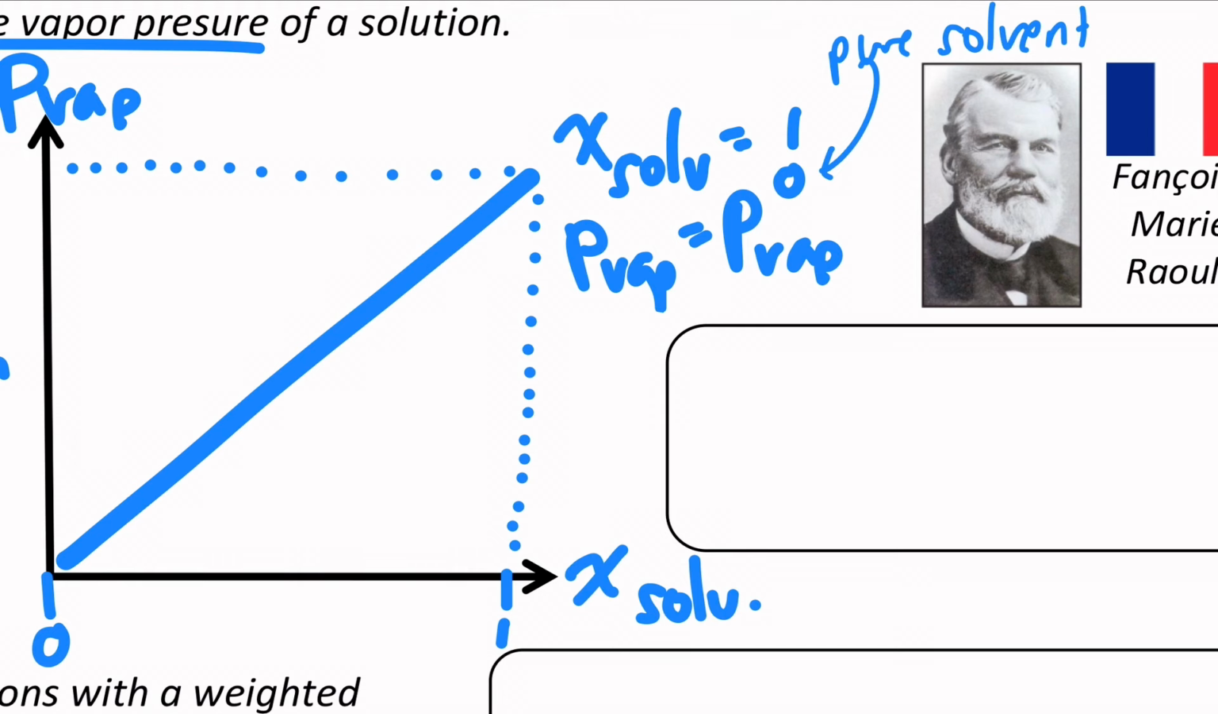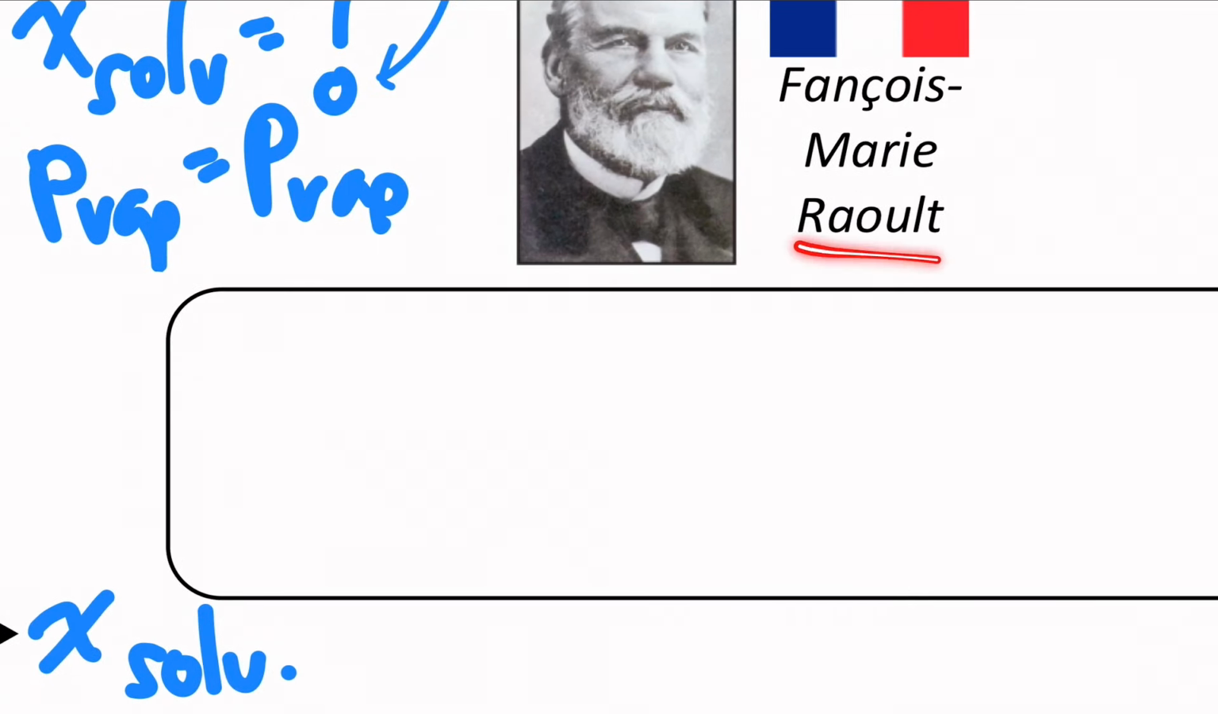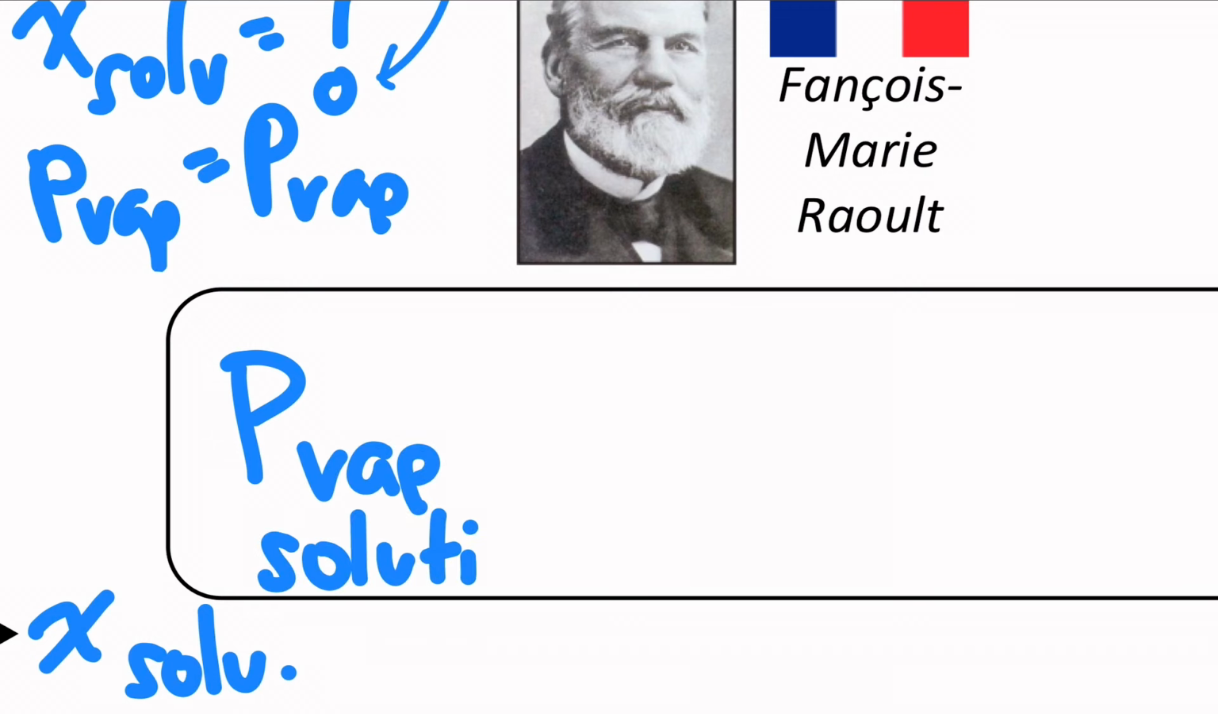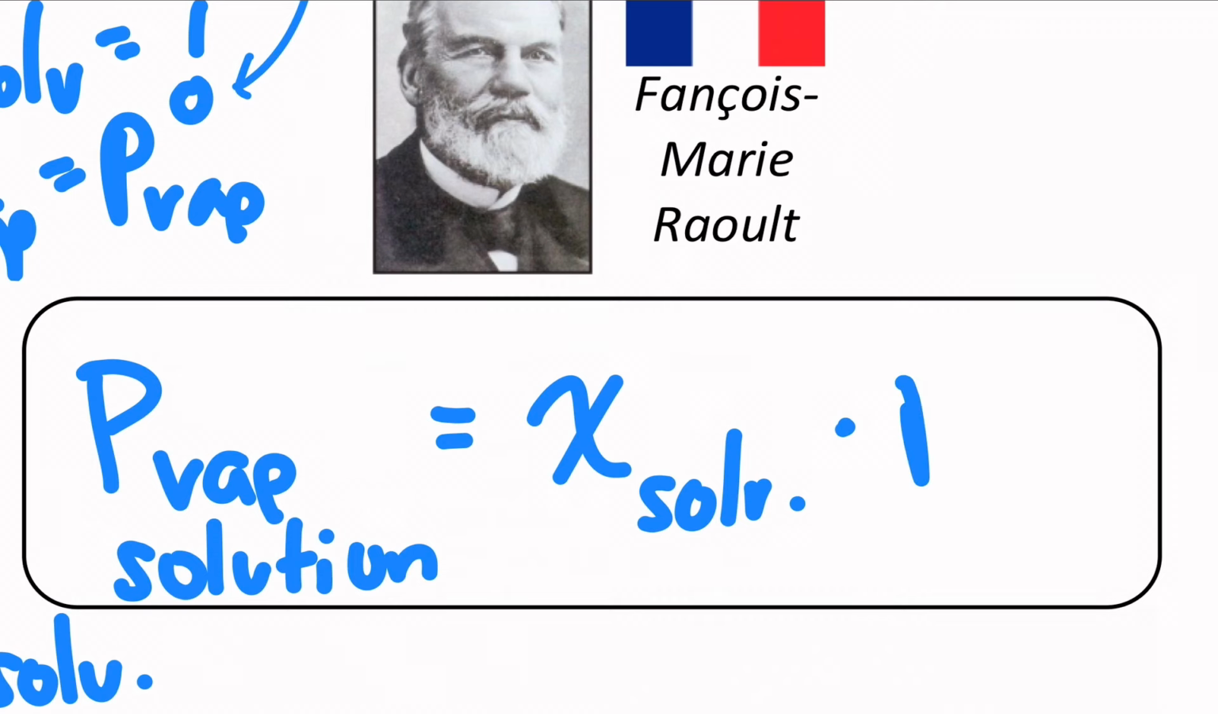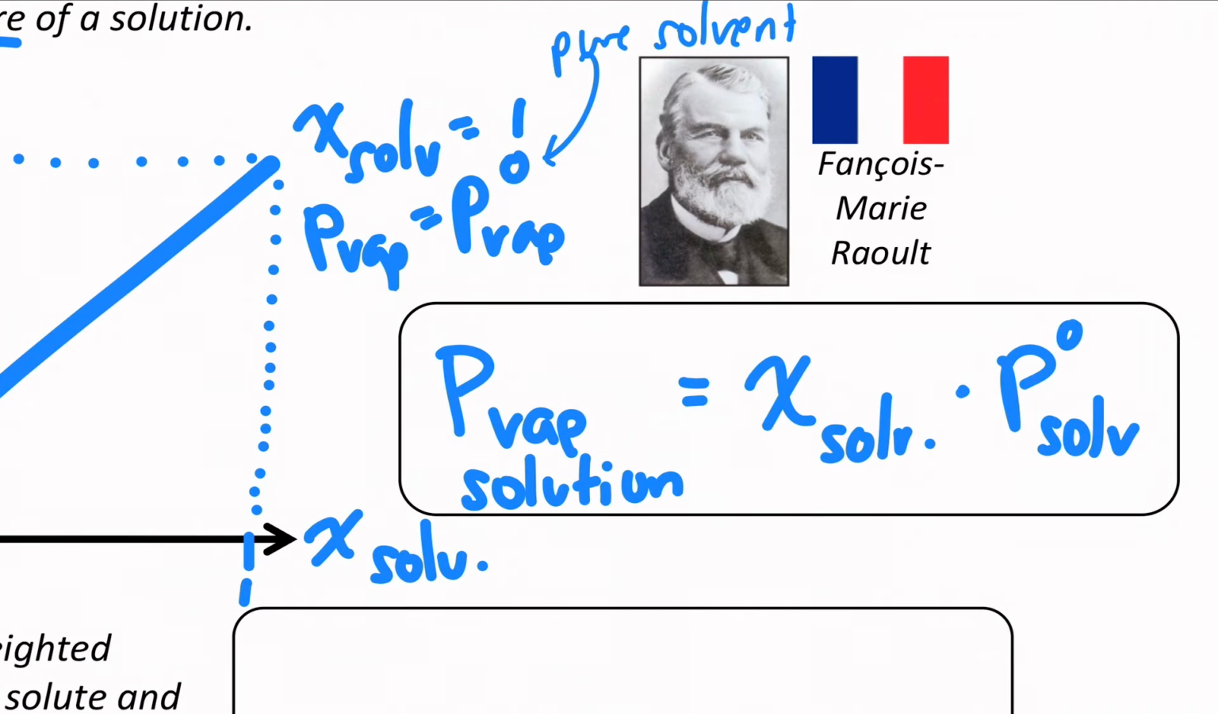solvent. And there's a mathematical relationship for this called Raoult's law, named after François-Marie Raoult, and it says that the vapor pressure of a solution, P-vap solution, is equal to the mole fraction of the solvent times the vapor pressure of the solvent, the pure vapor pressure of whatever that solvent is. And it looks like a simple linear relationship, but many times there's a lot of things you have to do to get the mole fraction of the solvent.